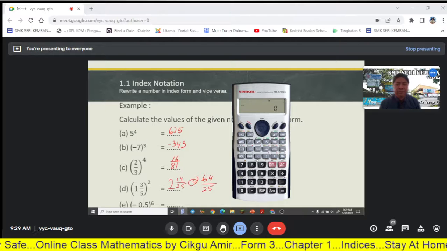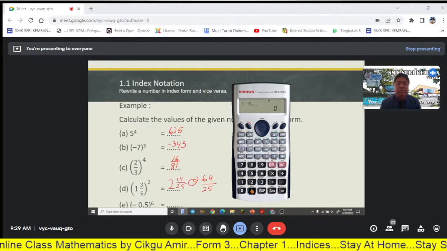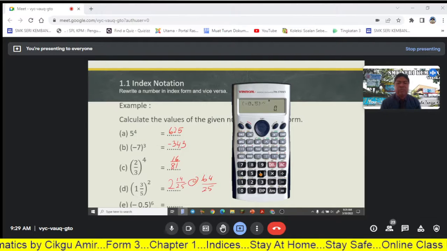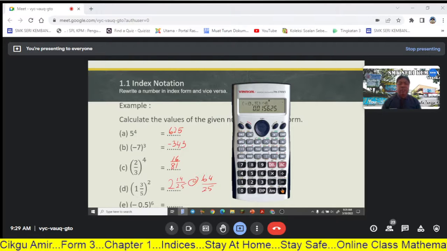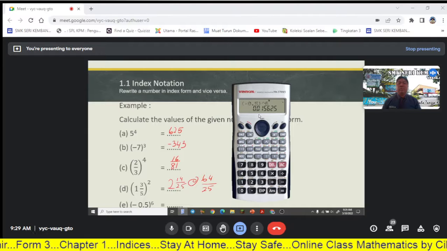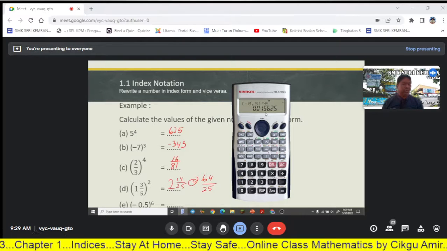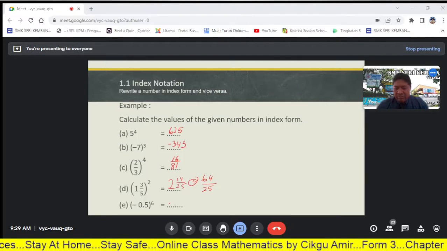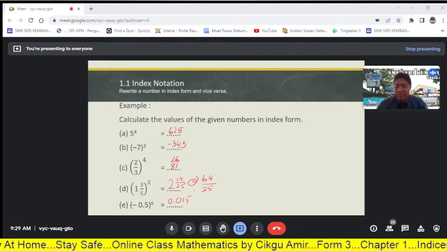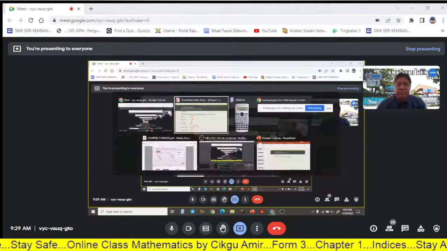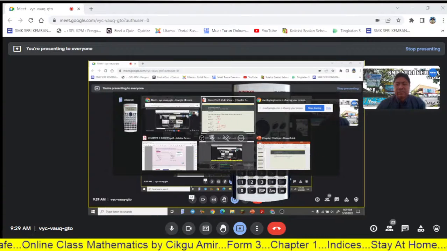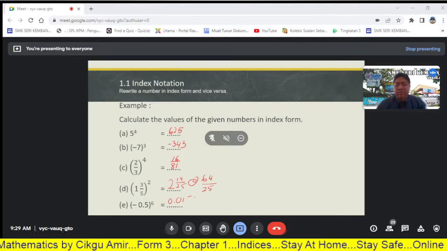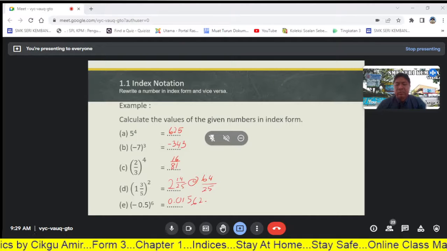Last one, negative 0.5, use your bracket, to the power of 6. The answer is 0.015625.